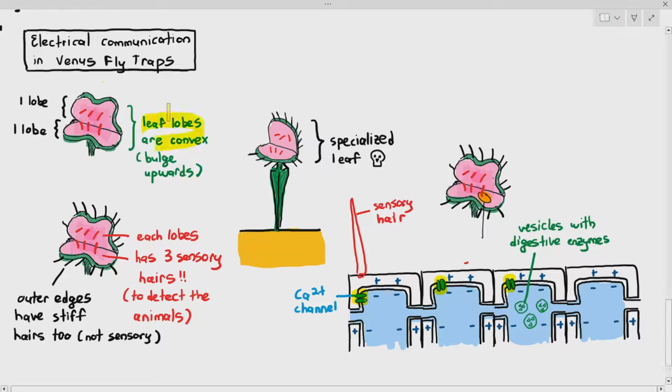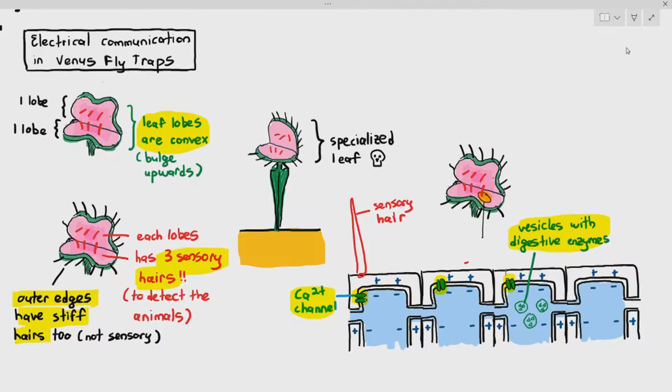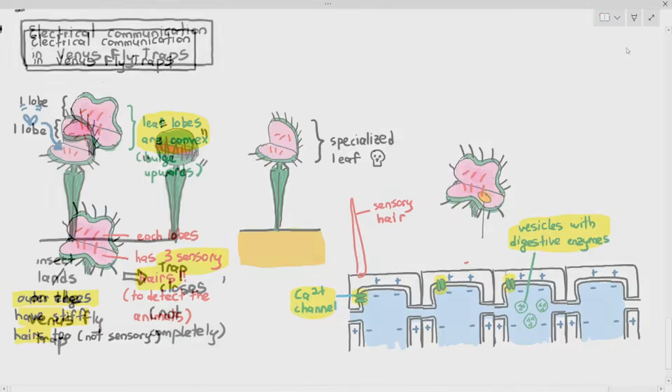When it comes to the structure of the Venus flytrap, each leaf lobe is convex. Each lobe has 3 sensory hairs. The outer hairs are stiff. I've highlighted that as well. And within the plant cells of the Venus flytrap, they have calcium ion channels, and some of the cells have vesicles with digestive enzymes. So, how do they all work together? This is where we are going to put all of them in a hopefully seamless explanation.